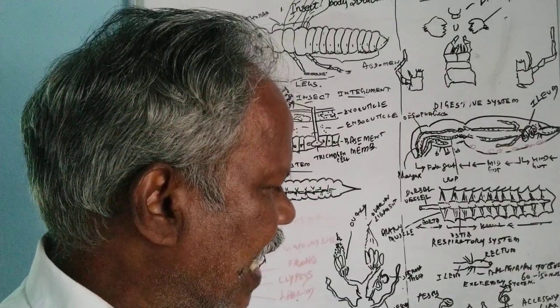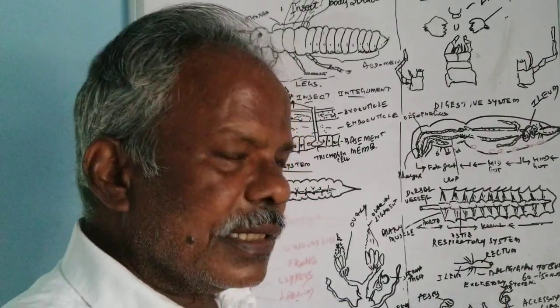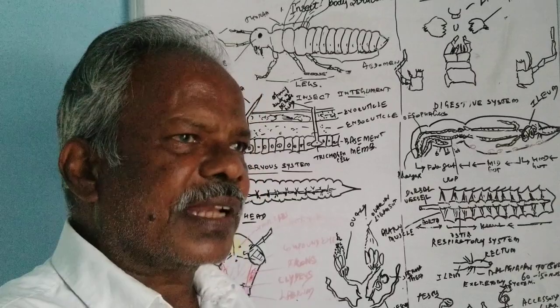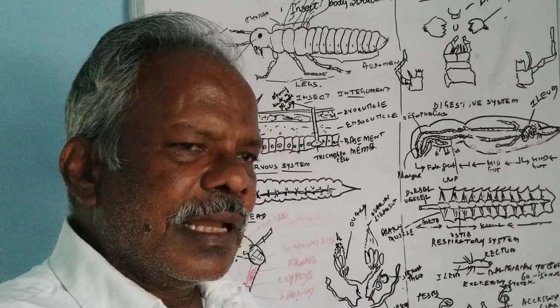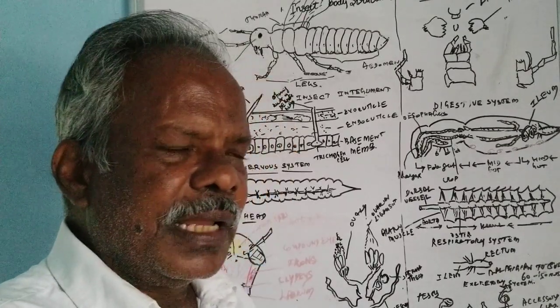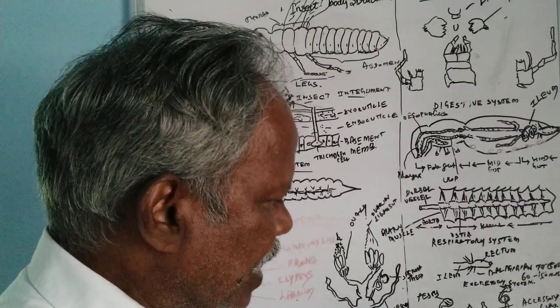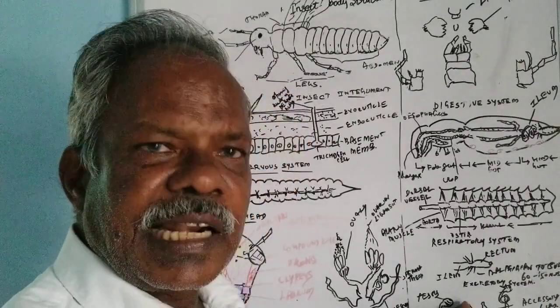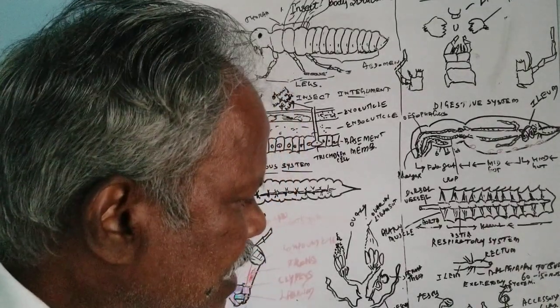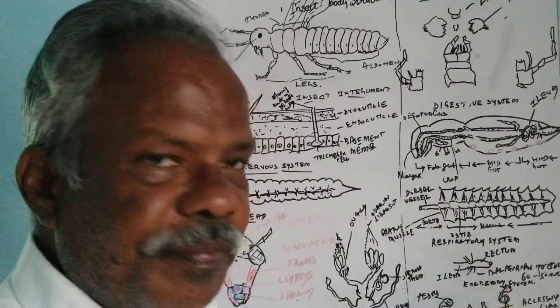And accessory glands are also there. The accessory glands are helping with the propulsion of sperm and the constitution of sperm. So this is with regard to the male reproductive system.